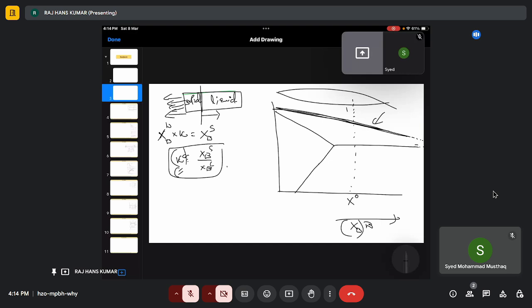And again, to make our mathematics simpler, let's take this as a constant. So this will become a constant. This will, so assume this as a straight line. This will become a constant. Okay.